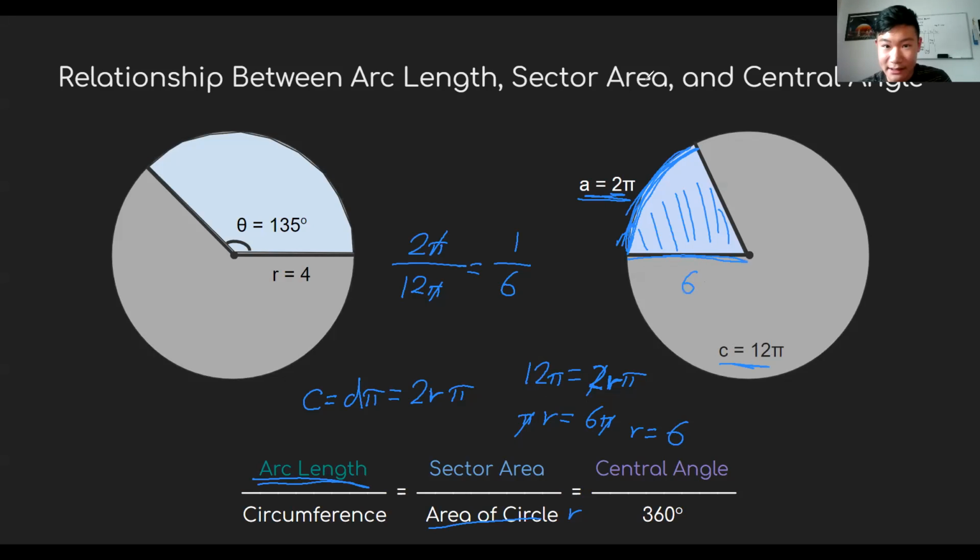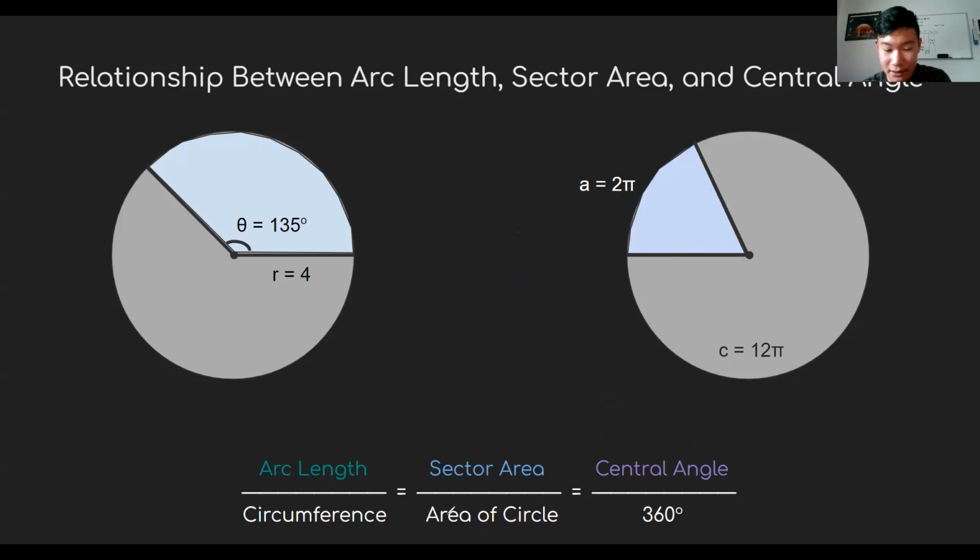Okay, now that we have that, we can go on to finding the area of the circle, right? So if we know that r equals 6, A must equal 6 squared times pi, because the area is radius squared times pi, which is 36 pi. So the entire area of the circle is 36 pi over the sector area, which is what we're trying to find. So I'm calling that A. And then that equals the arc length over the circumference, which we found earlier. That's 2 pi over 12 pi, which is 1 over 6.